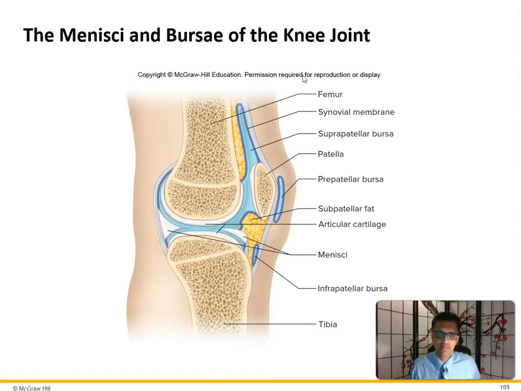So here's the meniscus and bursa of the knee joint. The knee is very complex. Here's the femur, here's the tibia, here's the meniscus in between. Here's the patella, which is your kneecap. You have a prepatellar bursa, an infrapatellar bursa, and a suprapatellar bursa. If this gets inflamed, you're going to cause pain underneath the knee joint, underneath the kneecap.